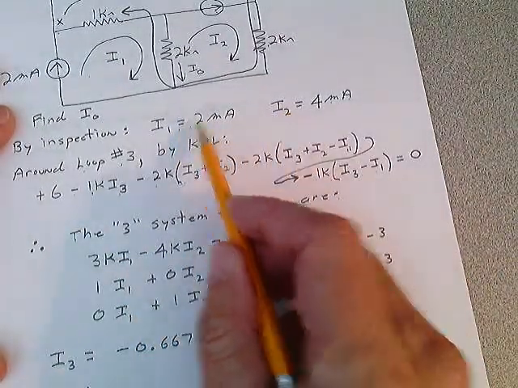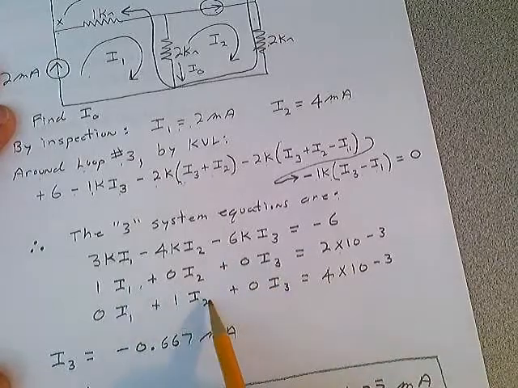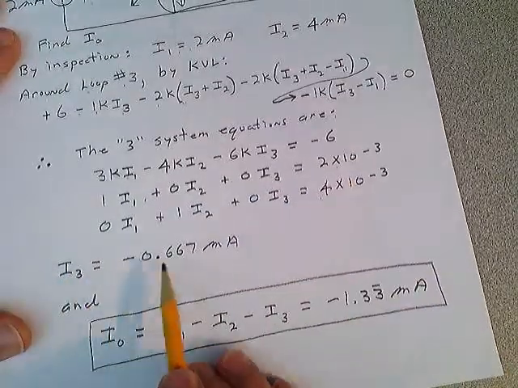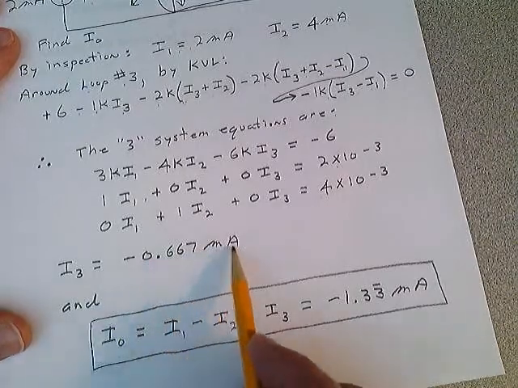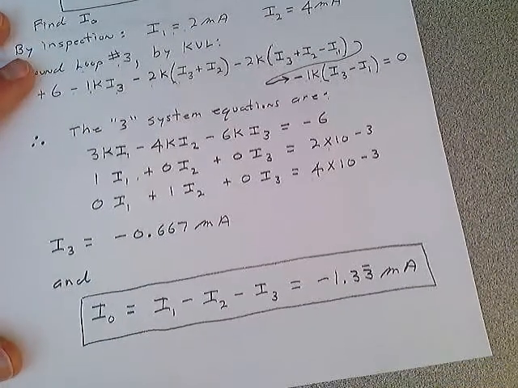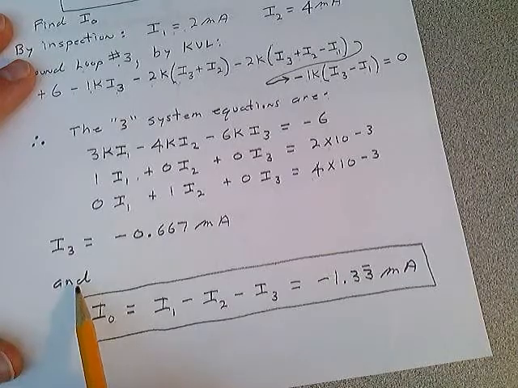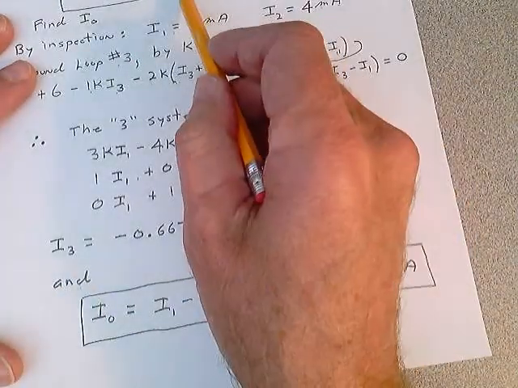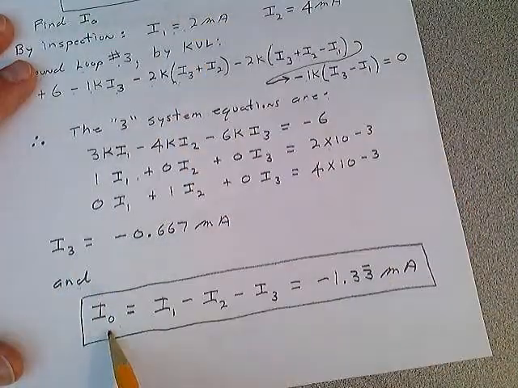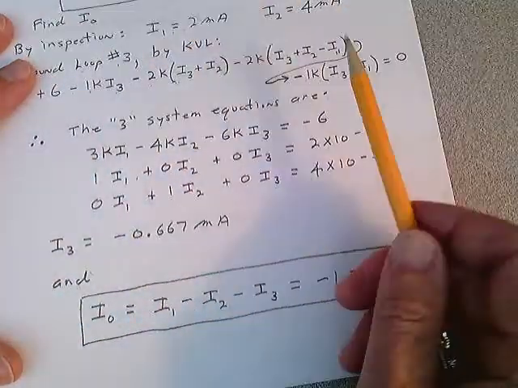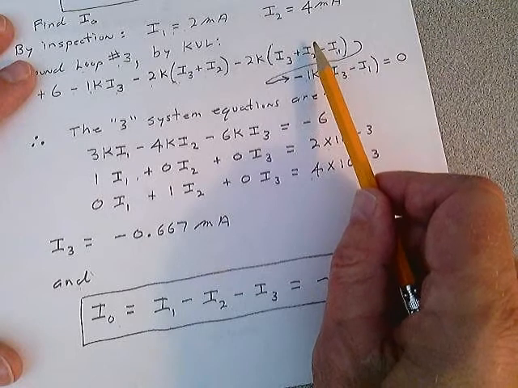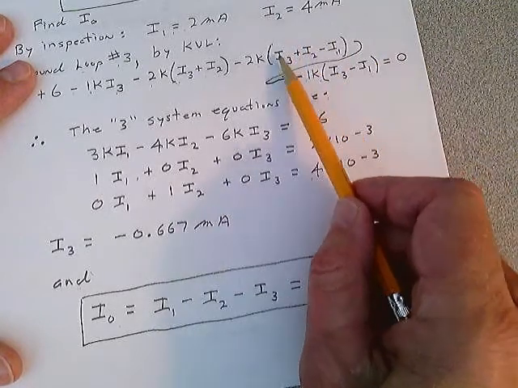These two equations up here give you these two system equations. You solve for I3. I3 is a negative 0.667 milliamps. And you can find I out defined right here. I out, we already found out by looking up here. I out was equal to this right here, the sum of these currents here.